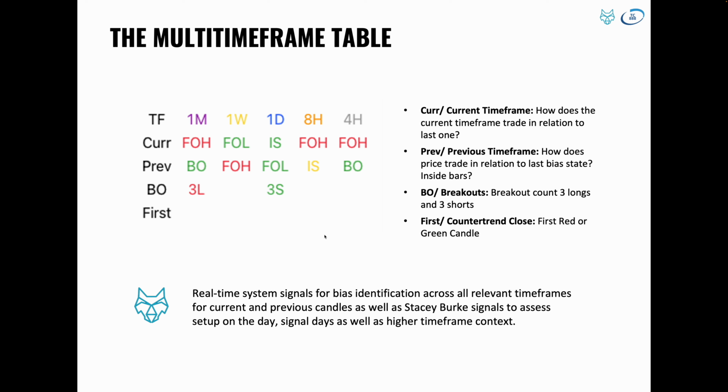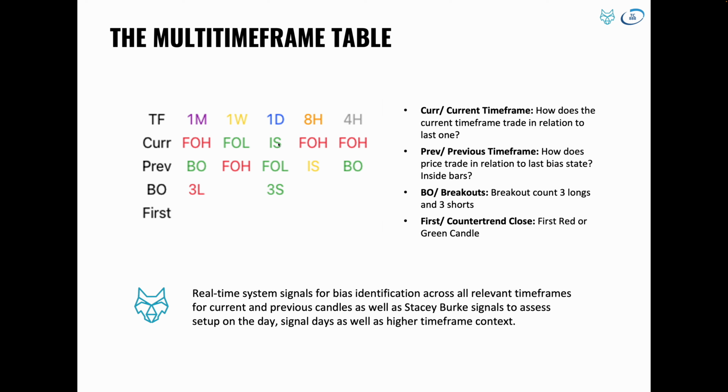So let's look at the table. The multi-time frame table contains on the one axis the different time frames. On the other axis, as we already discussed, you have the current bias, the previous bias, the breakouts, and the first. So this is updated in real time, as we have seen, and the colors are showing you the bias. So here, this means the current month is in fake out high. So it broke previous month high and pulled back again, bearish.